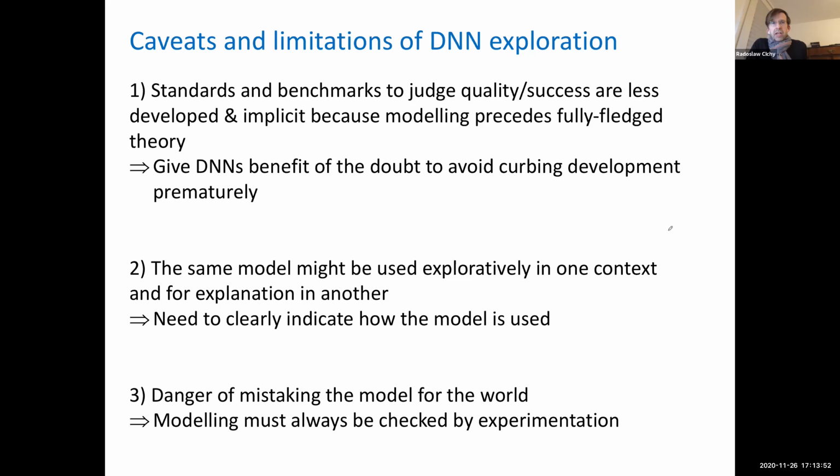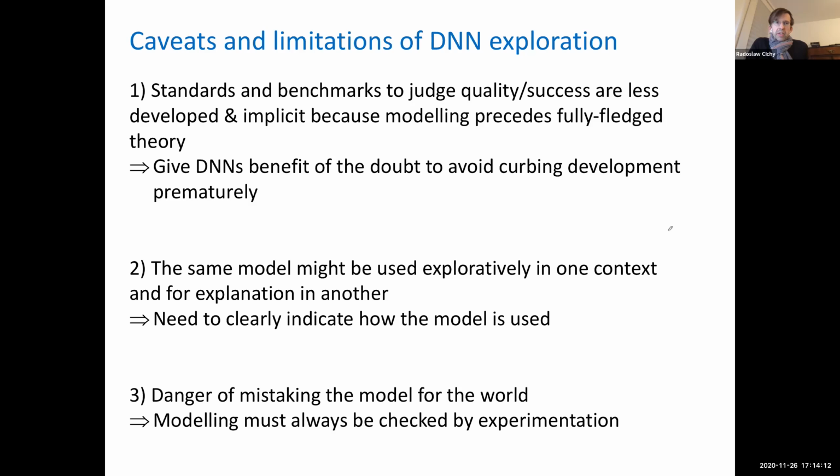So there I would say we should give deep networks the benefit of the doubt to avoid curbing the development prematurely. Although we often cannot judge whether this exploratory practice is better or worse or worthwhile, let's maybe just do it for some time to see where it goes.